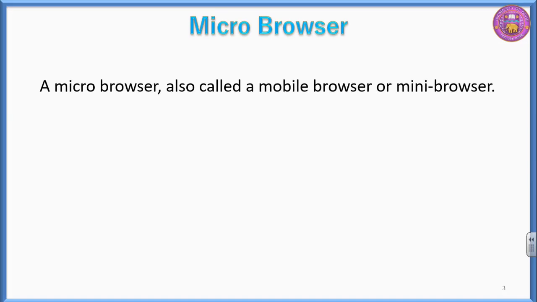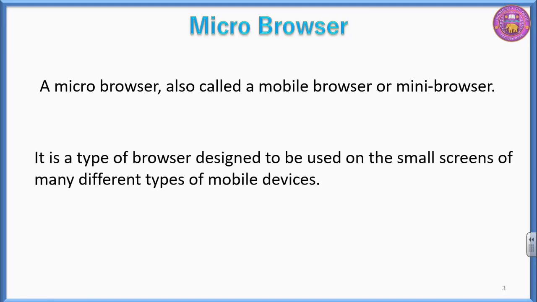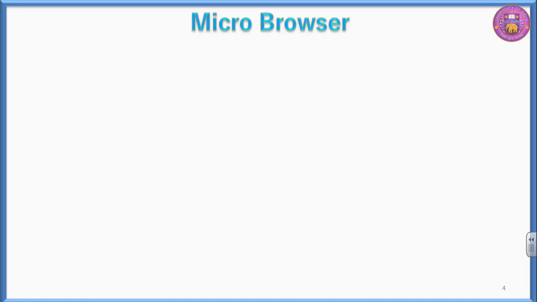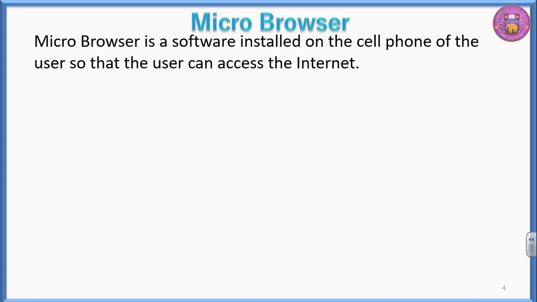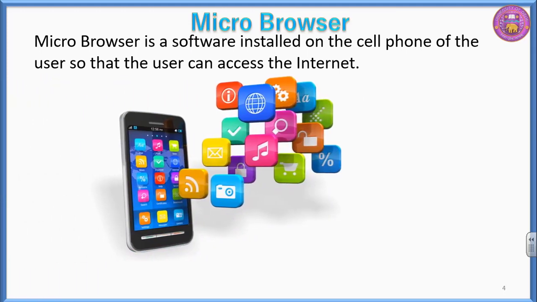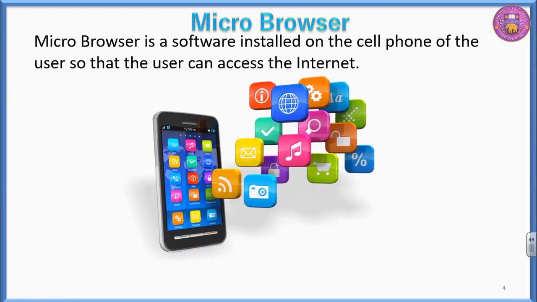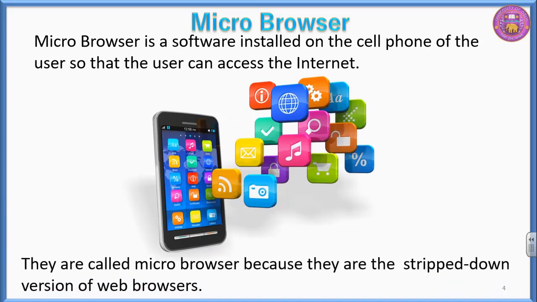A micro browser, also called a mobile browser or mini browser, is a type of browser designed to be used on small screens of many different types of mobile devices. So basically micro browsers are programs which are installed on cell phones. Micro browser is a software installed on the cell phone of the user so that the user can access the internet. They are called micro browsers because they are the stripped down version of web browsers.